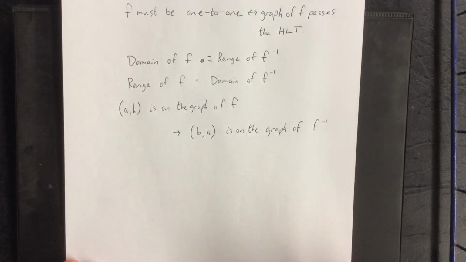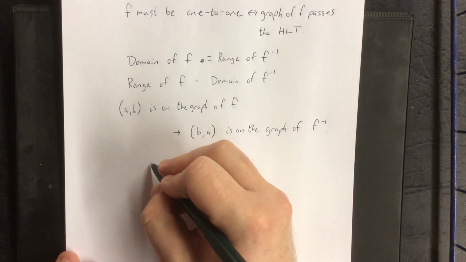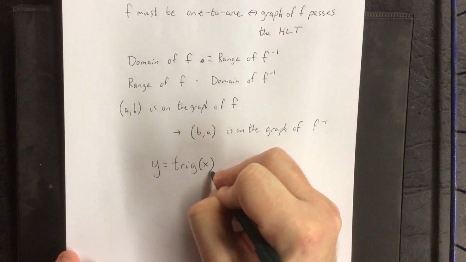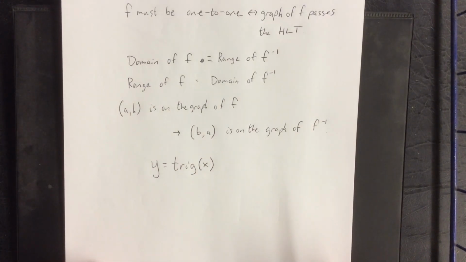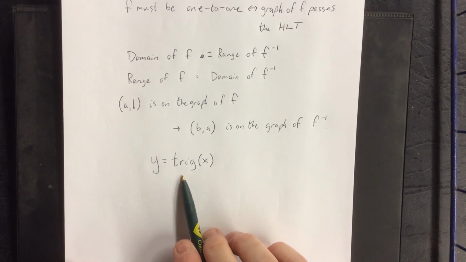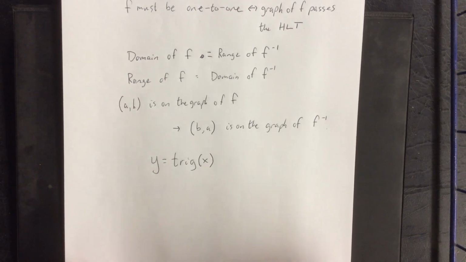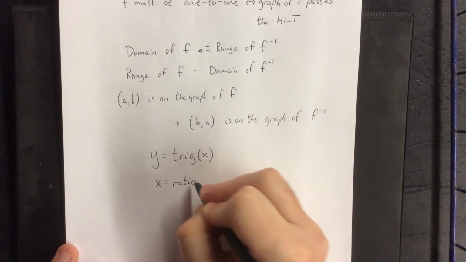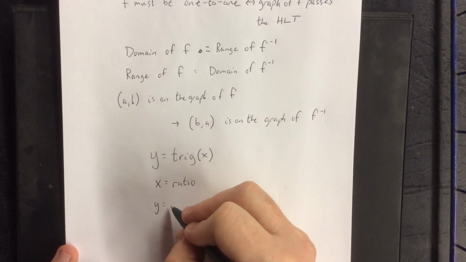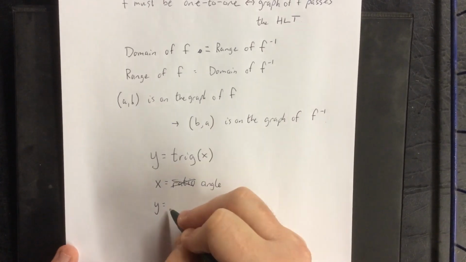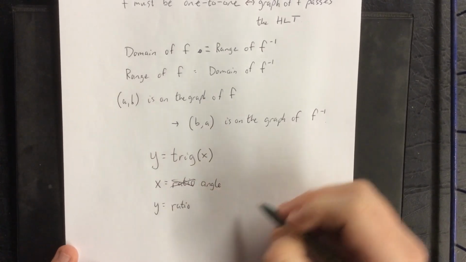Now, the reason that we're reviewing these inverse functions is that up until this point, we have been talking about trigonometric functions. Regardless of whether it's sine, cosine, tangent, cotangent, secant, or cosecant, it always takes the form y equals some trig function of x. So x is taking on the role of an angle, and y is taking on the role of the corresponding ratio.